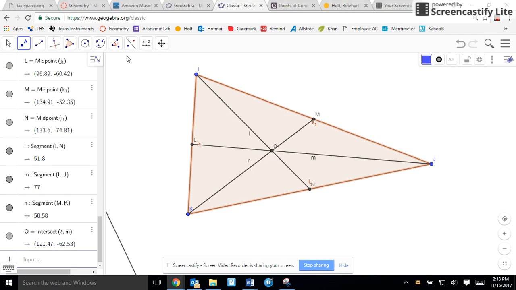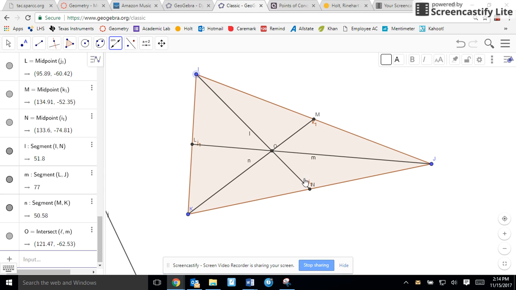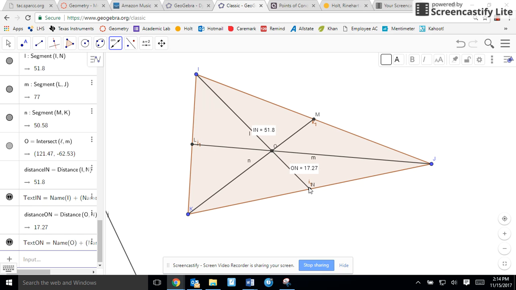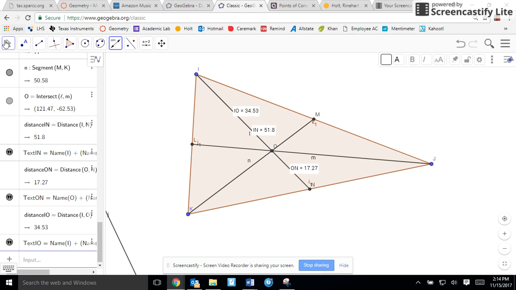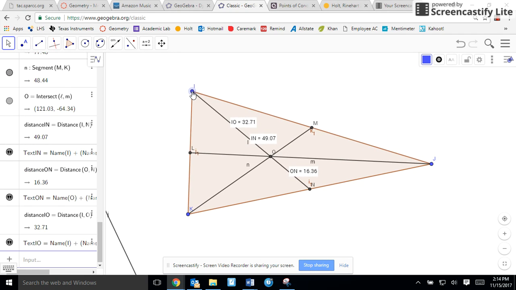And then the one thing I want you to show for the centroid is that it splits the median. So we'll find the whole median length using the distance tool. We'll do the 1/3 part and the 2/3 part. And again, if you move it, you should see that those relationships stay the same.